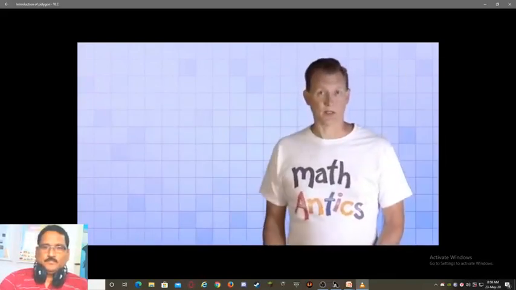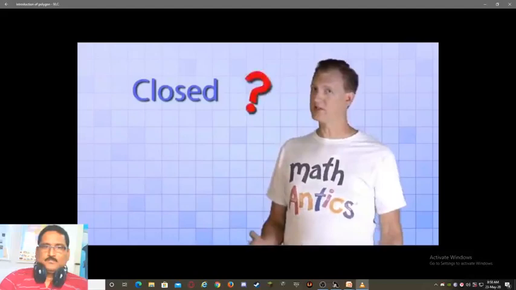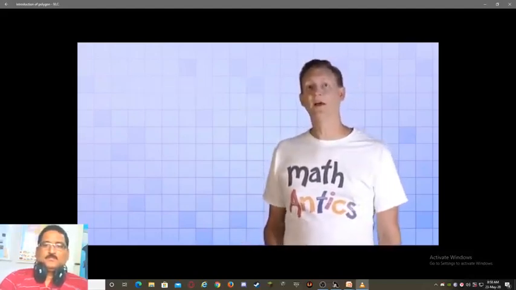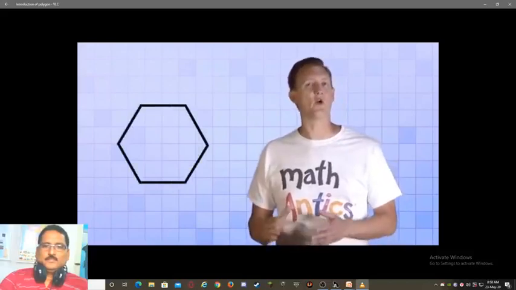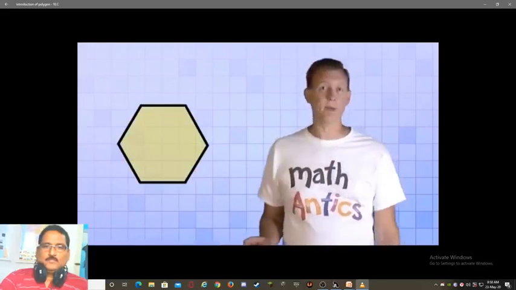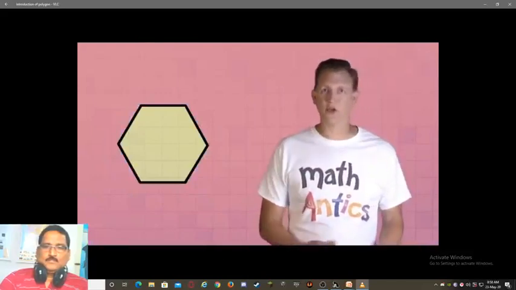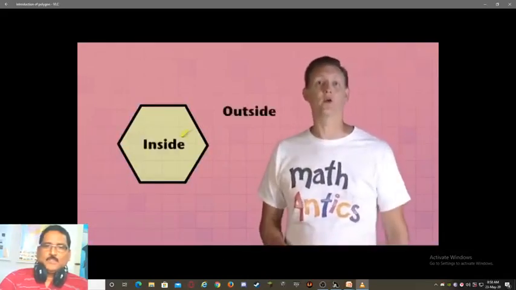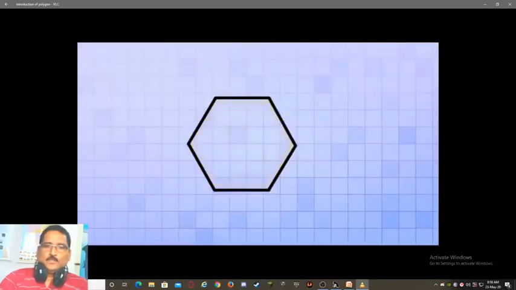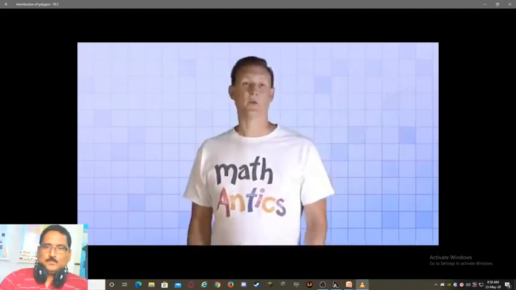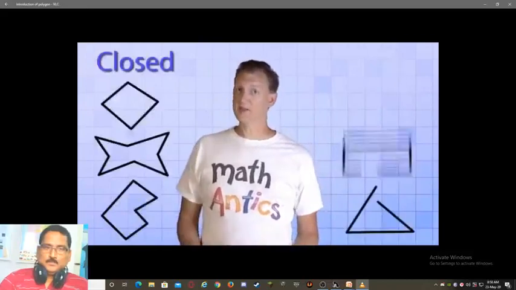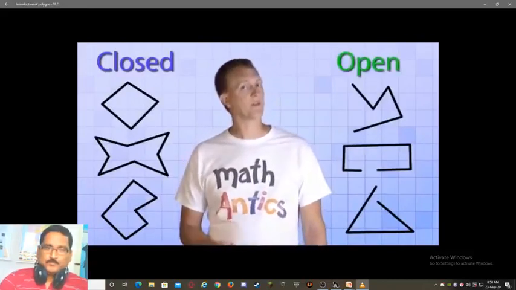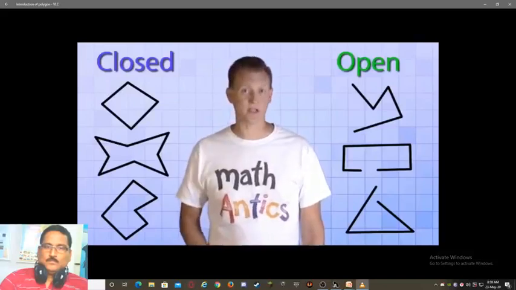The next thing we need to know about polygons is that they're closed shapes. What does it mean for a shape to be closed? It means that the sides are connected so that there are no gaps. The area inside the shape is separated from the area outside, and there's no way to get from the inside to the outside without crossing a line. Think of a closed shape like a cage. If you put an ant inside the cage, there's no way for it to get out without crossing a line. But if the shape is open, then there is a way out. These are all examples of closed shapes, and these are all examples of open shapes. A polygon must be closed.